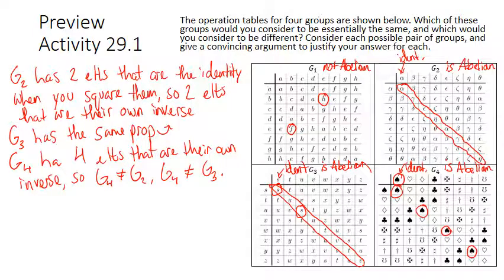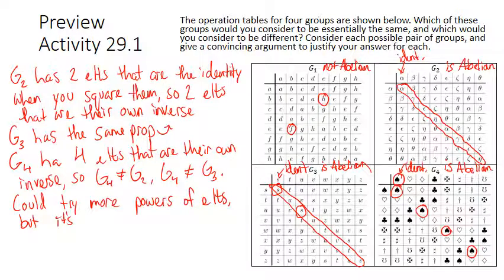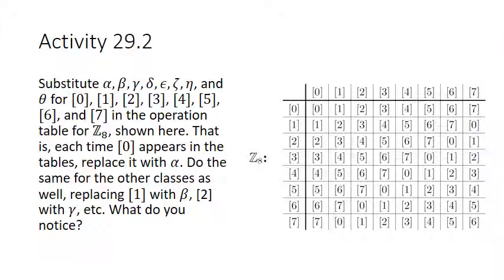So you could keep trying stuff like this, like you could try taking more powers of elements and stuff like that, but it's a lot of work. So I think we'll stop there with this sort of just a question mark on whether G2 and G3 are the same. And we'll actually resolve this later on in the lesson. Okay, so to summarize, we found that G1 and G4 are different from the others. Okay, so let us continue with another activity.